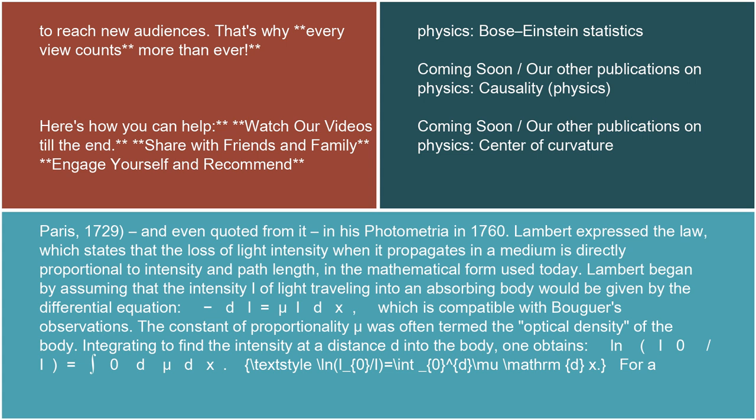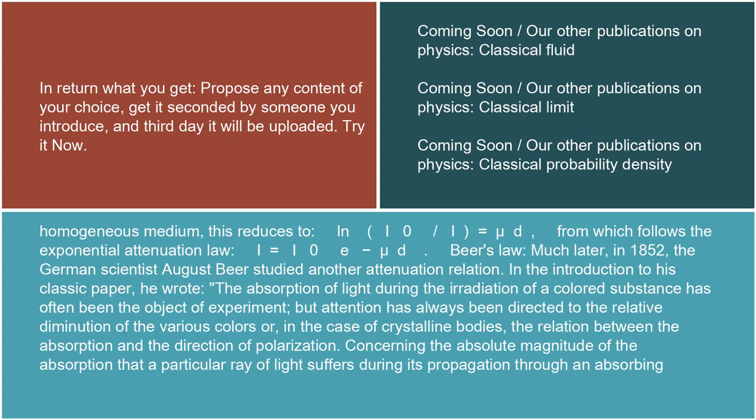Integrating to find the intensity at a distance d into the body, one obtains ln I0/I equals the integral from 0 to d of mu dx. For a homogeneous medium, this reduces to ln I0/I equals mu d, from which follows the exponential attenuation law, I equals I0 e to the minus mu d.